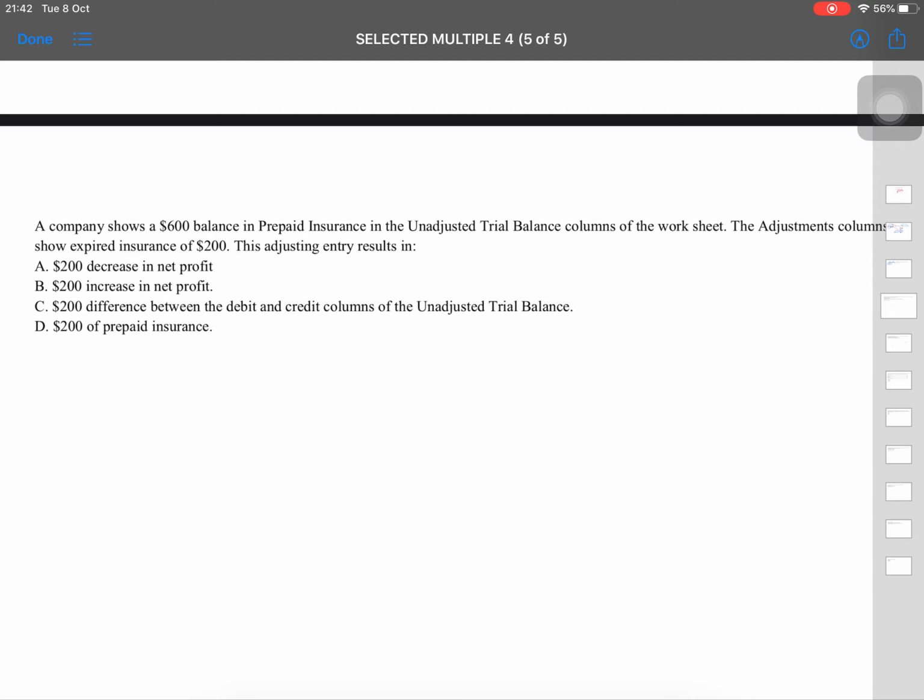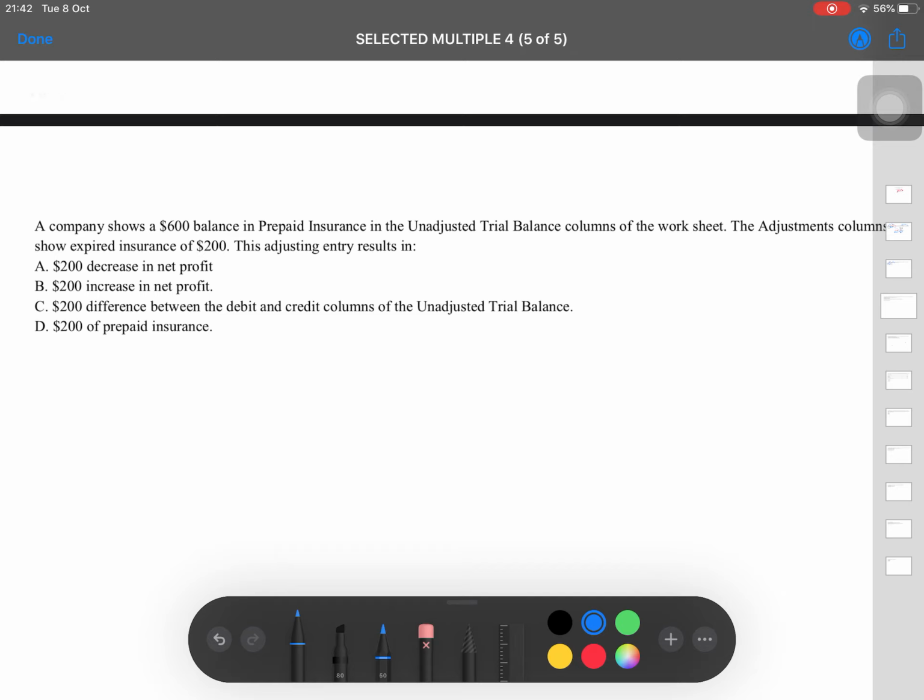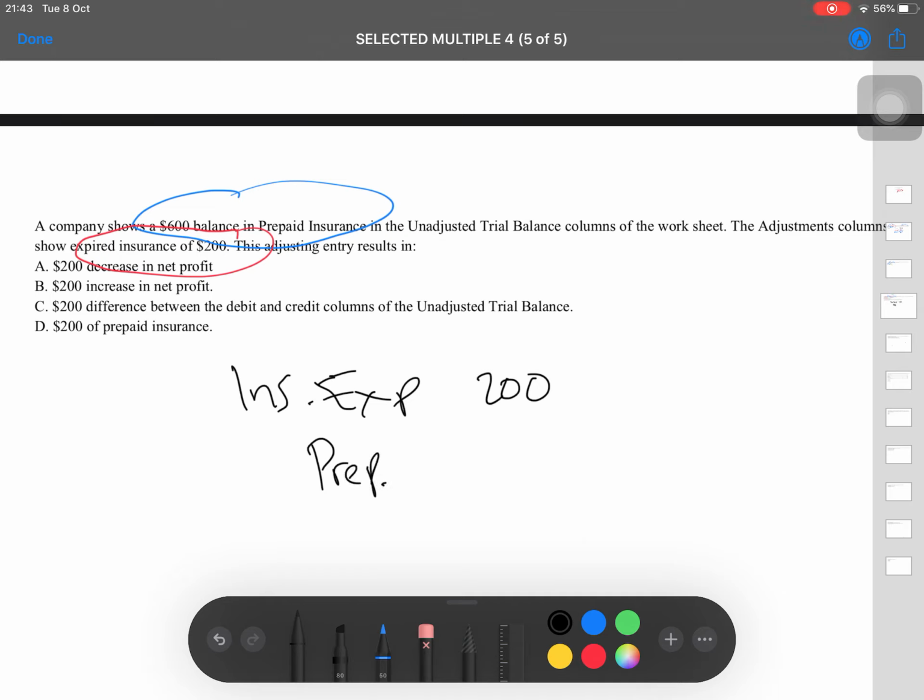A company shows a 600 balance in prepaid insurance in the unadjusted trial balance columns of the worksheet. The adjustments columns show expired insurance of 200. This adjusting entry results in. So firstly, in the unadjusted trial balance, we have 600 of prepaid insurance, right? And from this 600, 200 expired. Because 200 of the prepaid insurance is expired, we need to record insurance expense 200, and then prepaid insurance 200. And then see the question here.